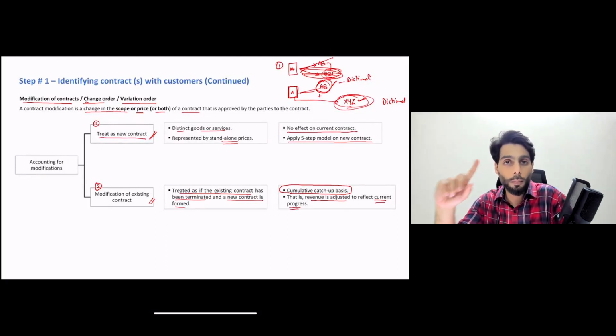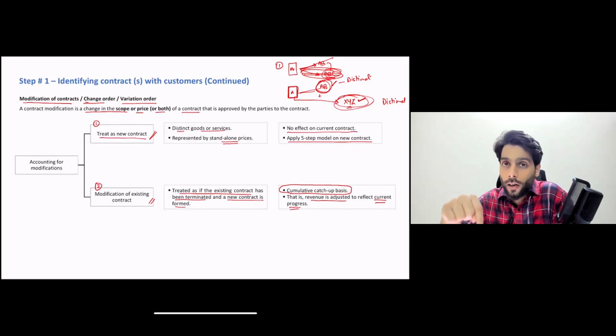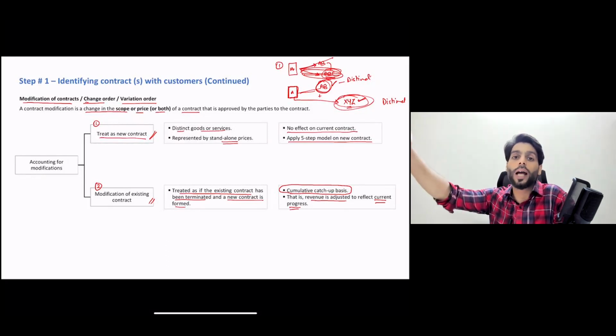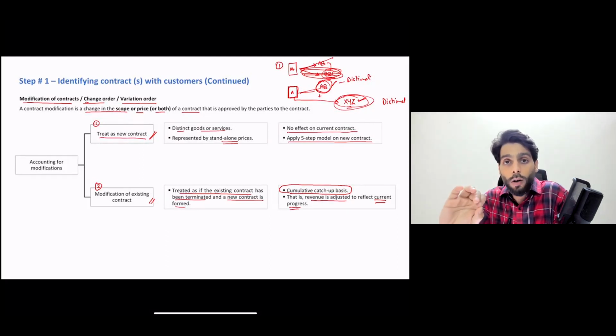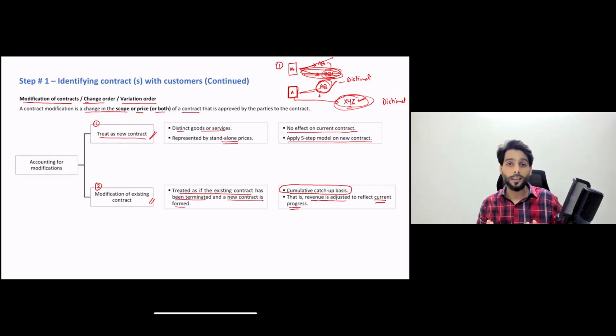If the contract has been modified and it does not result into a new contract, then you will modify your existing contract as if the old version has been deleted and a new contract has been formed. And as a result of this modification, your overall accounting will change. You will adjust your revenue based on the current progress, which is known as cumulative catch-up basis accounting. All right. Now you must be pretty much worried, sir, how do we actually account for cumulative catch-up basis? How do we do that?